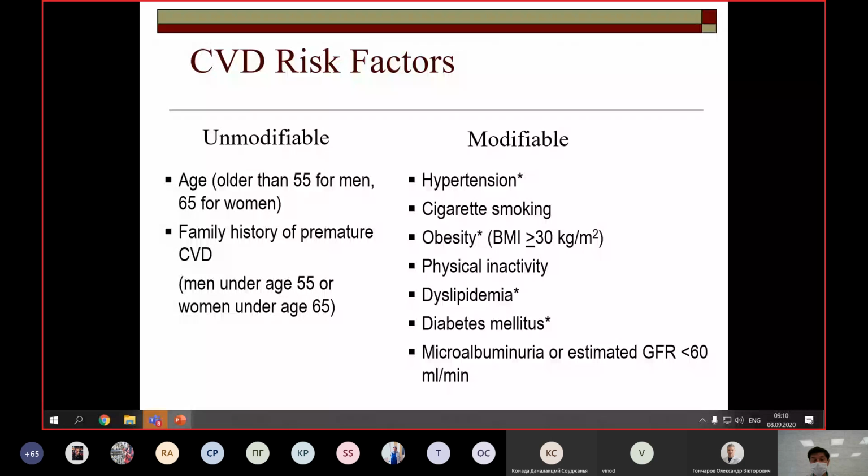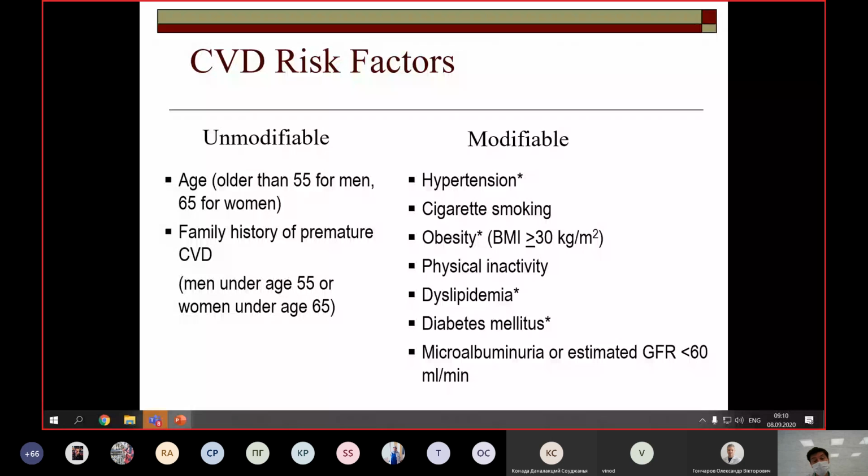Other factors on the right side of the slide should be qualified as potentially modifiable. For instance, severe hypertension, cigarette smoking, obesity, physical activity, dyslipidemia or hypercholesterolemia, type 2 diabetes mellitus, or the patient having type 1 diabetes, which might have a duration of more than 30 years, microalbuminuria, or estimated GFR less than 60 milliliters per minute.